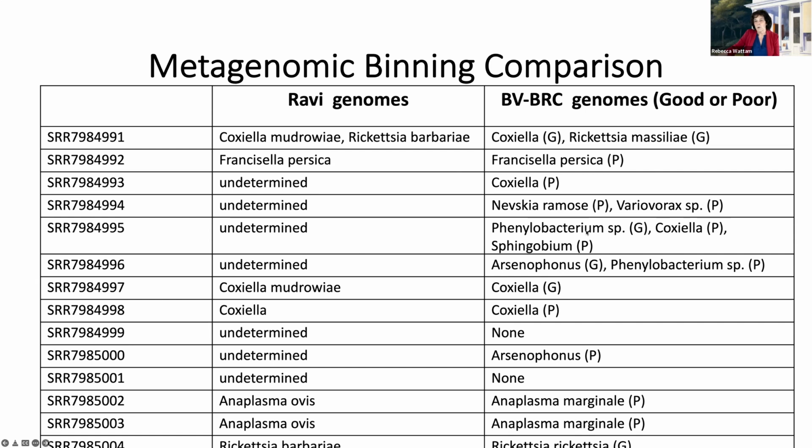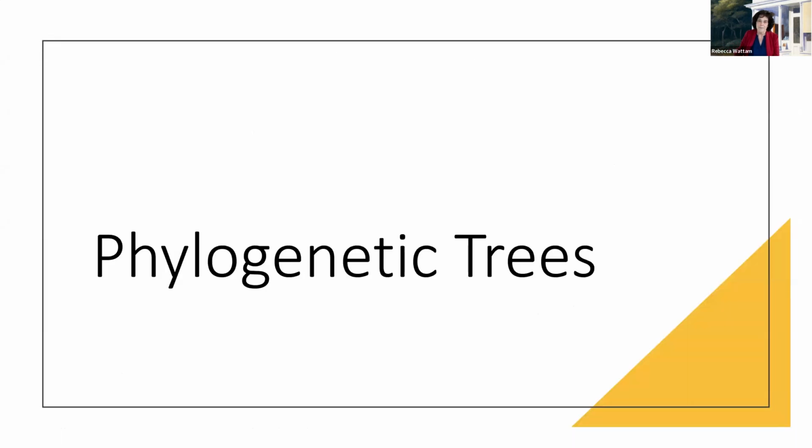Some of them are poor quality, but some of them are good quality, and there's some weird stuff that I've never seen before, Nevskia, no idea what that is. So we were able to get some good genomes from here. We were able to see more from the metagenomic binning service that we use than they were able to see.